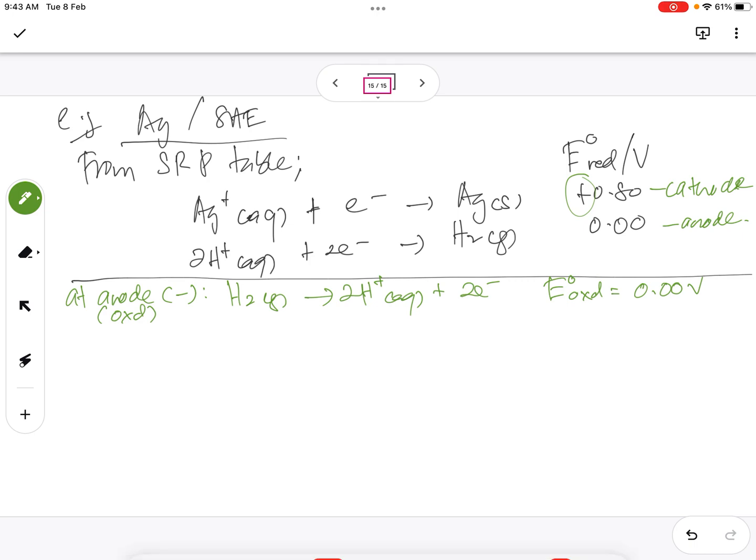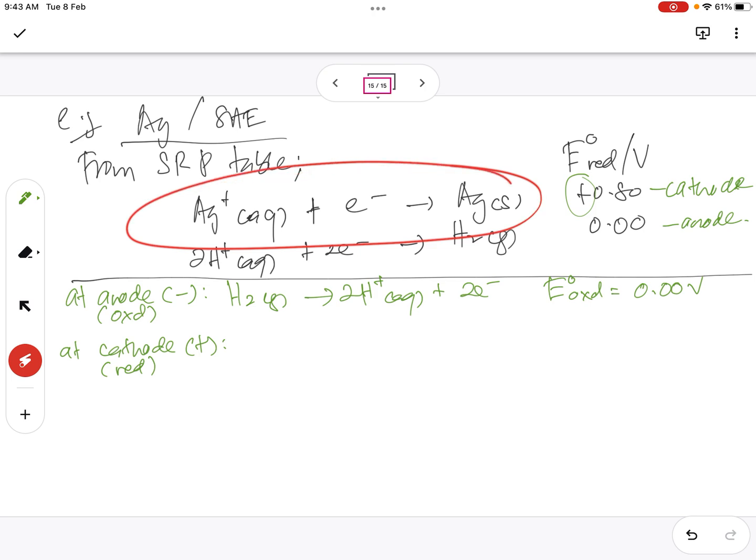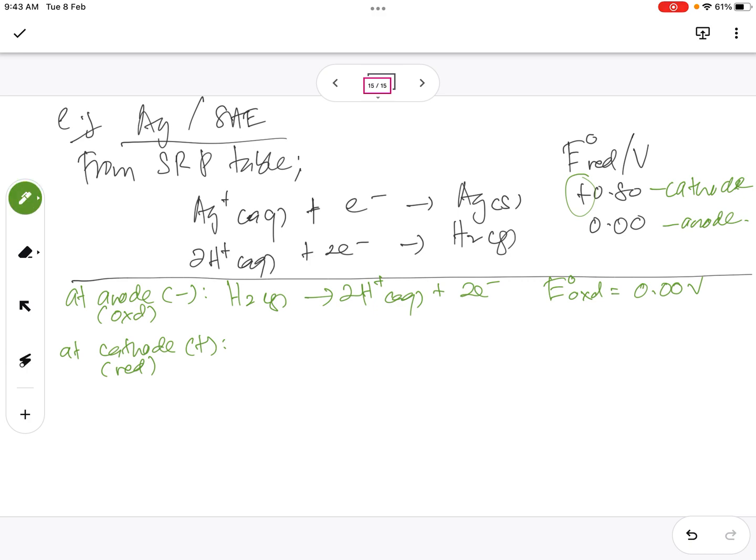Okay, then we set Ag at cathode, positive terminal, process is reduction. Perlu reverse Ag plus ni? Tak perlu. Very good, tak perlu. No. Okay, good. Ag plus plus electron equals Ag solid, E naught reduction, kekalkan, positif 0.80 volt.